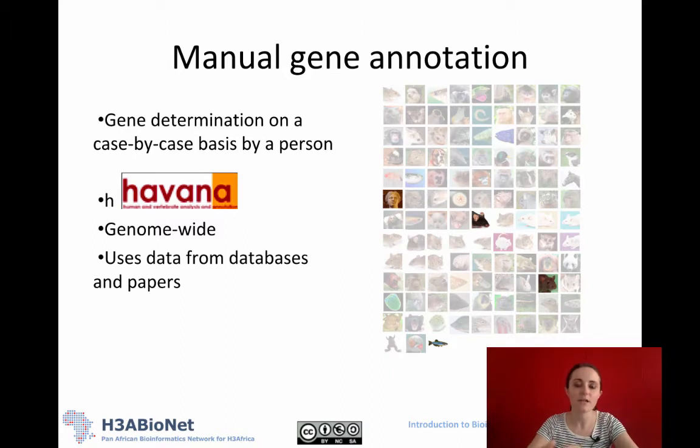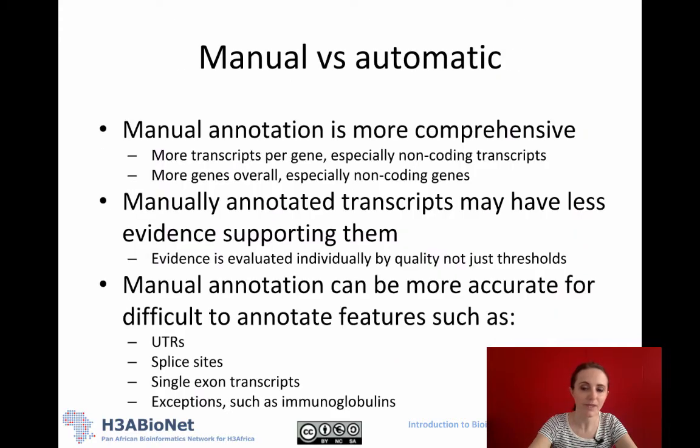They put a lot of effort into keeping up to date with the developments in the field and understanding what's going on so that they can annotate these as accurately as possible.